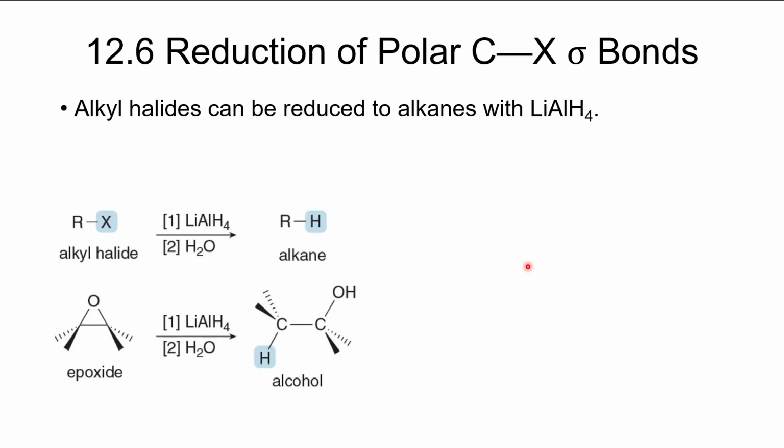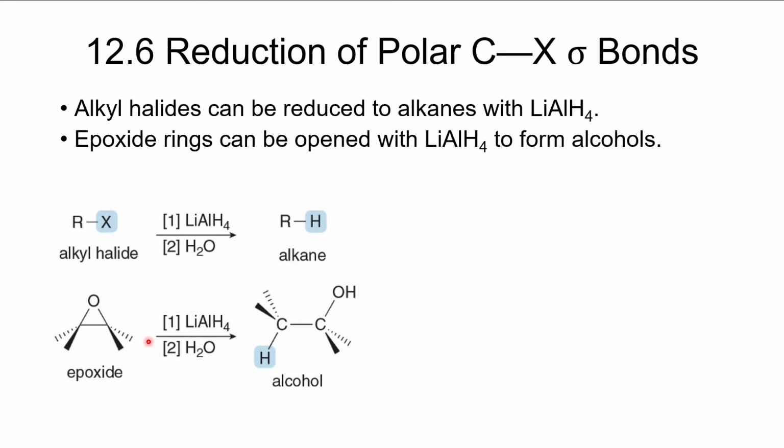So here is lithium aluminum hydride, and if we add an alkyl halide with lithium aluminum hydride, we can change the halogen to a hydrogen. And this is a useful reaction that we might want to do at some point. We do have to do a second step where we add water. I'll show you why that's the case here in a minute. It is to protonate, because lithium aluminum hydride is pretty reactive.